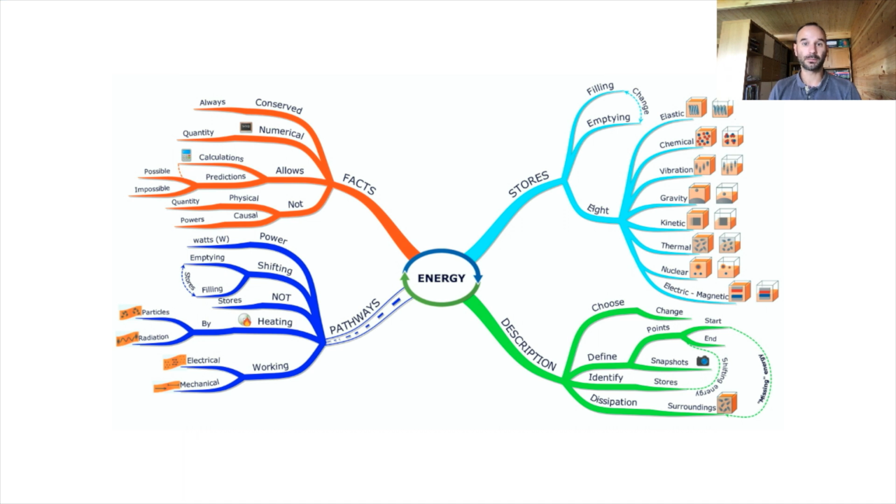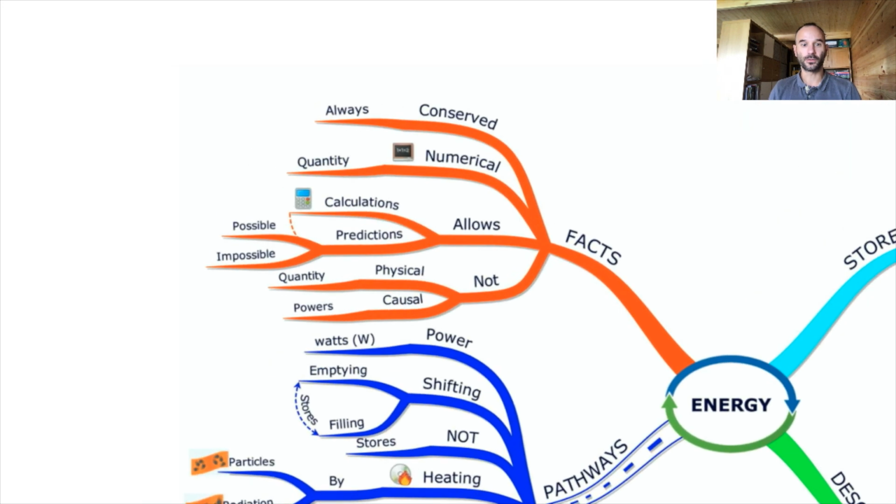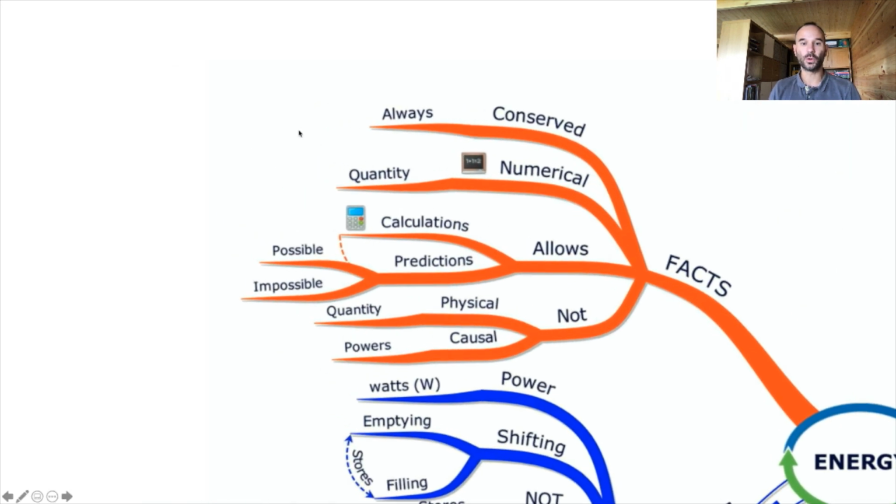So here is a mind map that will help us to recap some ideas from your previous videos. Now, first of all, energy is always conserved. It is a numerical quantity and not a physical quantity in the usual sense of the term. So it's not something tangible that you can feel and touch. But as a numerical quantity, it allows us to make accurate calculations that predict what might be possible and what is impossible to happen. And lastly, energy does not have causal powers.